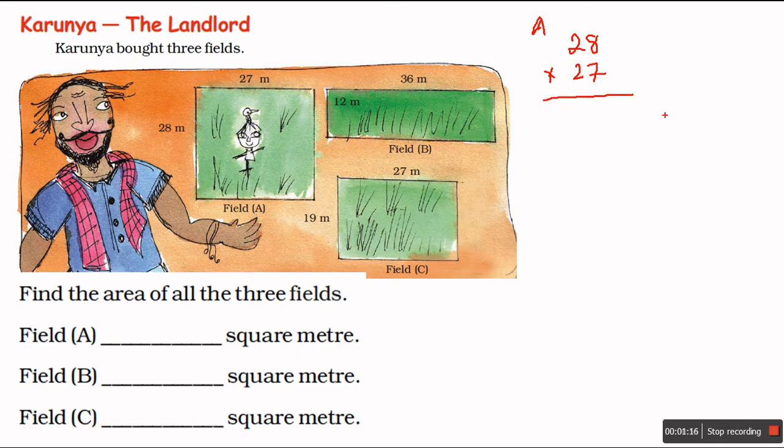Okay, so how will we multiply? In this case, we will multiply 28 into 7 and then 28 into 20. Yes, because 27 means 20 plus 7. 7 8s are 56, carry over 5. 7 2s are 14 and 5, 19.